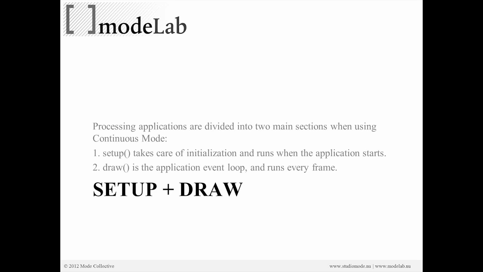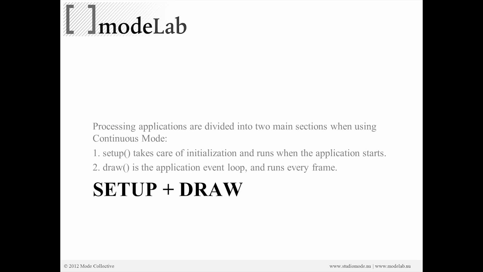So when we're using continuous mode, we want to break our code into 2 sections. And we're going to use setup and draw to first initialize the program, and internal to the setup function, we're going to specify things like the size of the sketchpad or the display window, its color, and things like that, and that will run once. And draw is what's called the application event loop, and it runs every frame.